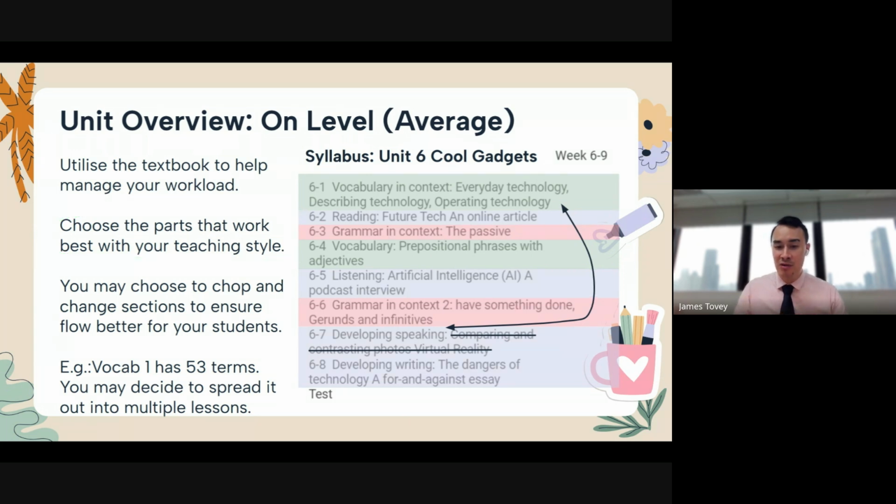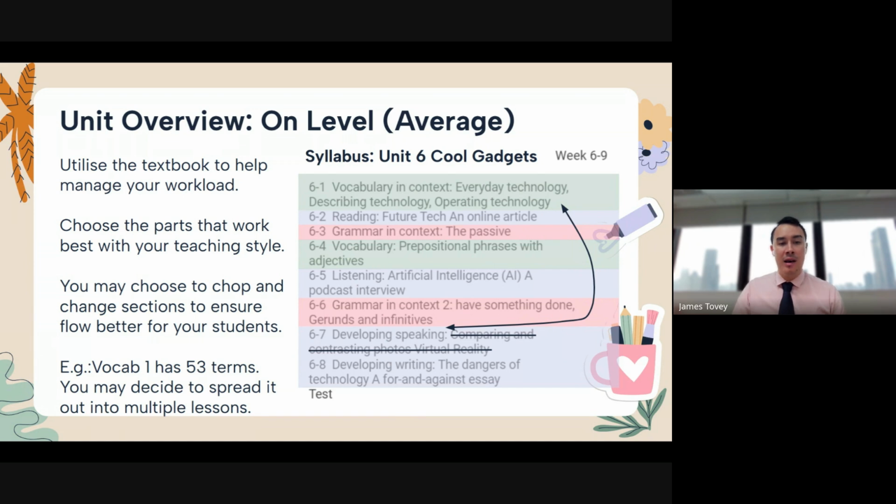Pick and choose the parts that you think work for you and that makes sense. Some exercises in the textbook are not going to make sense for your students, and that's fine. You can get rid of that, chop that out, and get something in instead that you think would be more appropriate. Okay, whatever's better for your students and the way that you teach.